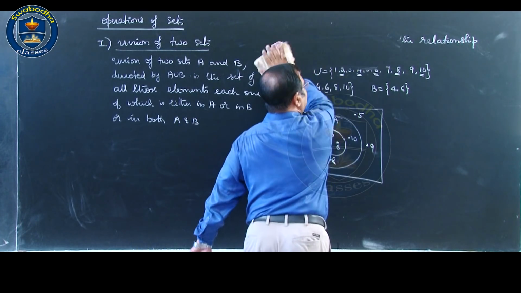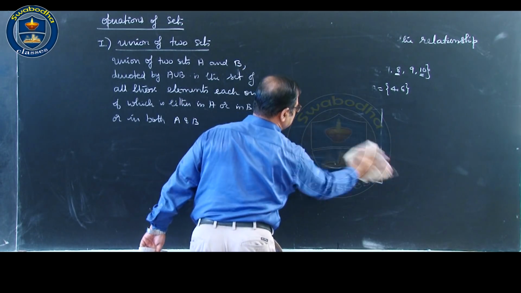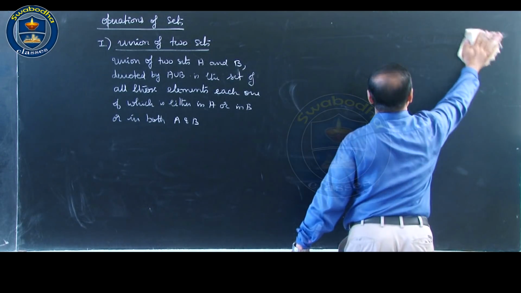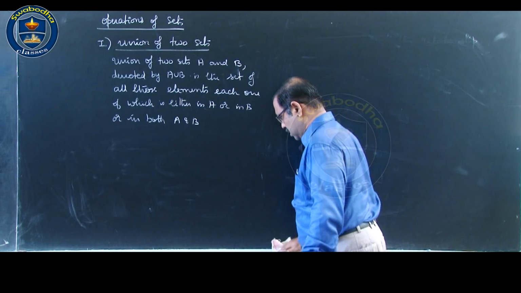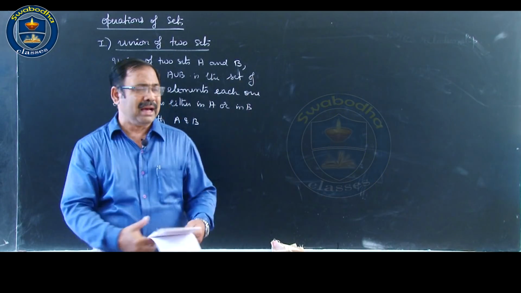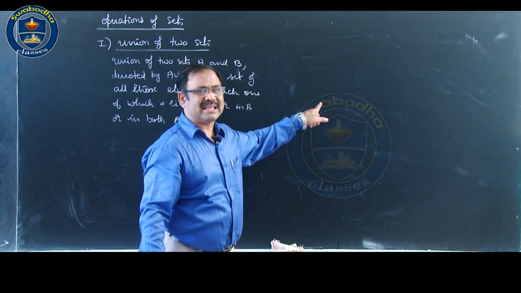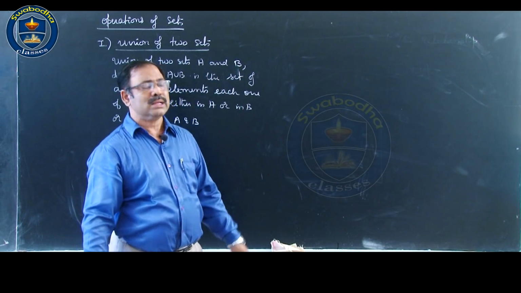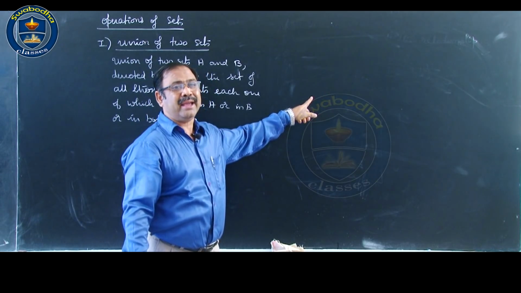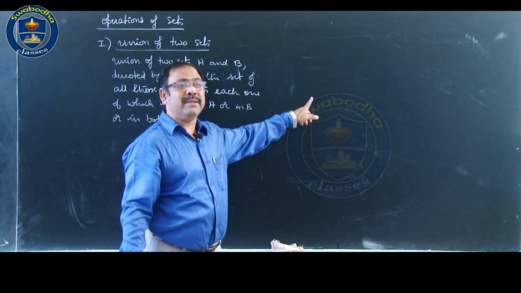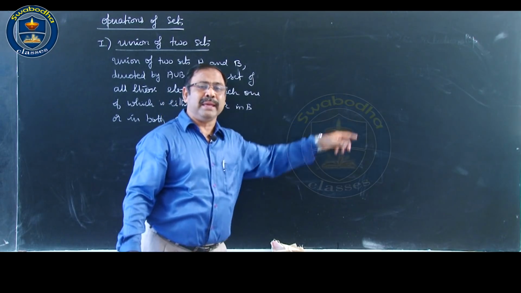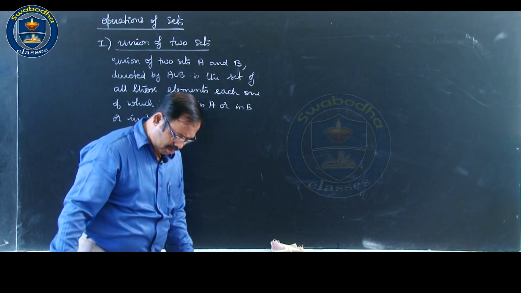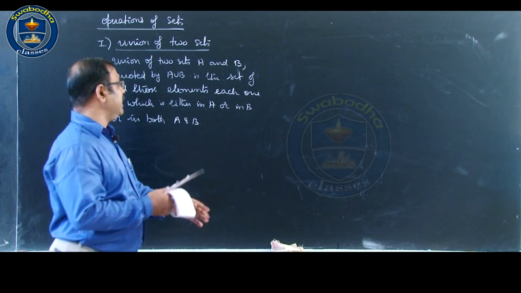So the union of two sets is denoted as A union B. Actually, it includes either elements of A or elements of B. In the previous example A was 2, 4, 6, 8, and on the other side I have given 2 and 4. So 2, 4 itself is included in A. So I say it is either elements of A or elements of B or both elements of A and B.